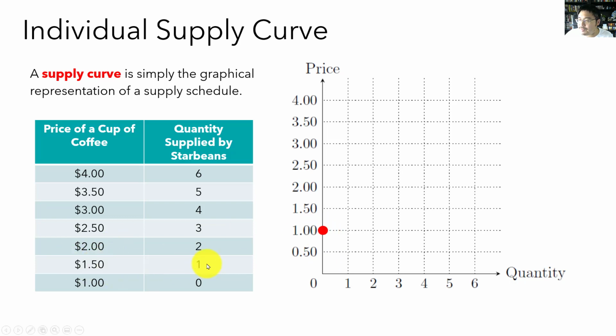At a price of $1.50, Star Beans is going to want to sell 1, so that's right here. At a price of $2, Star Beans is going to want to sell 2, that's right here. At a price of $2.50, Star Beans is going to want to sell 3, and so that's right here. Okay, and so on. $3, 4, $3.50, 5, and $4, 6. Okay, and so we connect the dots, and this is Star Beans' individual supply curve.